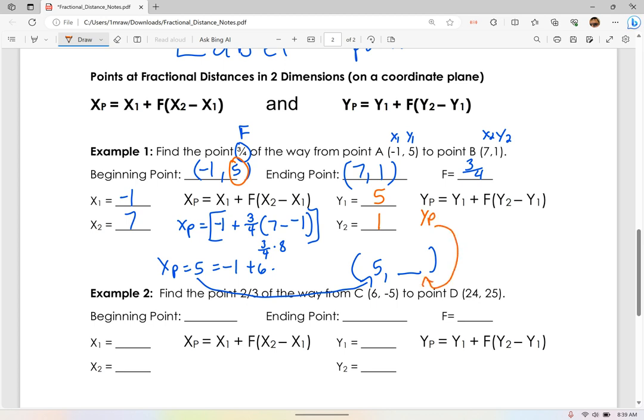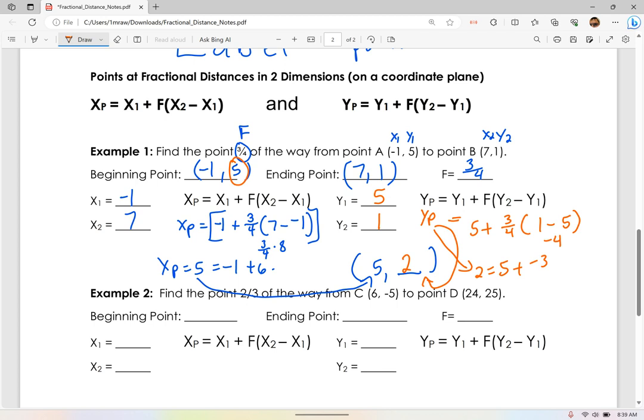We know Y1 is going to be equal to 5 plus my fraction, which is 3/4, times Y2, which is 1, minus Y1, which is 5. So this gives me right here negative 4. Negative 4 times 3/4 is a negative 3. So 5 plus negative 3 gives me 2. And that's what YP is. So my point, that's 3/4 the distance from 5 to 1, is at the point 5 comma 2.